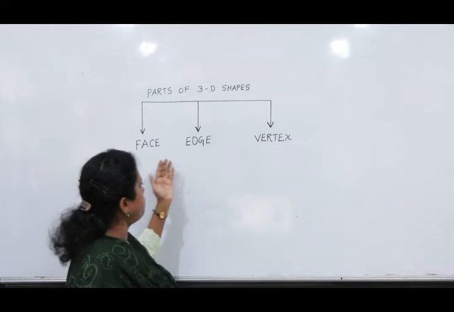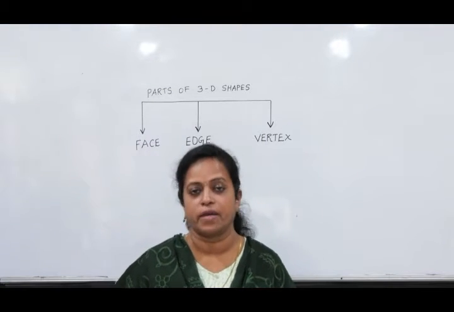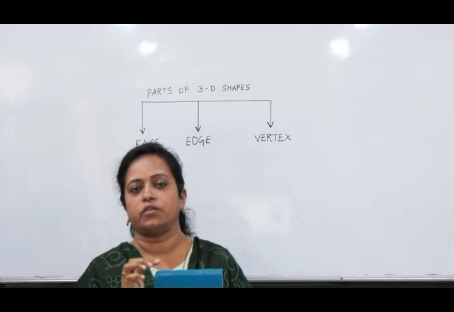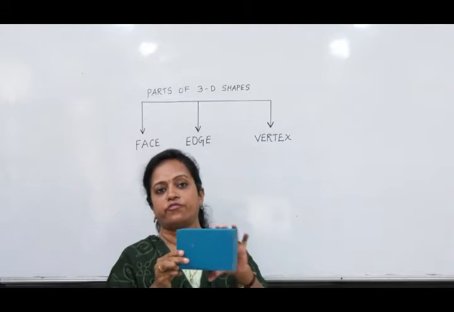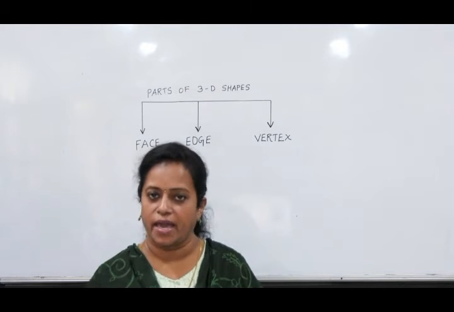So these are the three parts you have to be clear about in a three-dimensional shape. And according to the face, the edge and the vertex, you can name the shape and also know about the different numbers of faces, edges and vertices each shape has.